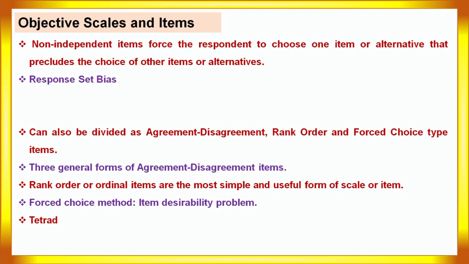The second part is the rank order or ordinal item, where you need to arrange a group of stimuli on the basis of their importance or seriousness, like the example of the constraints I was talking about. Rank order items are much simpler to use, but the problem is that fewer statistical analyses can be done on rank order items, because these are again non-independent items.